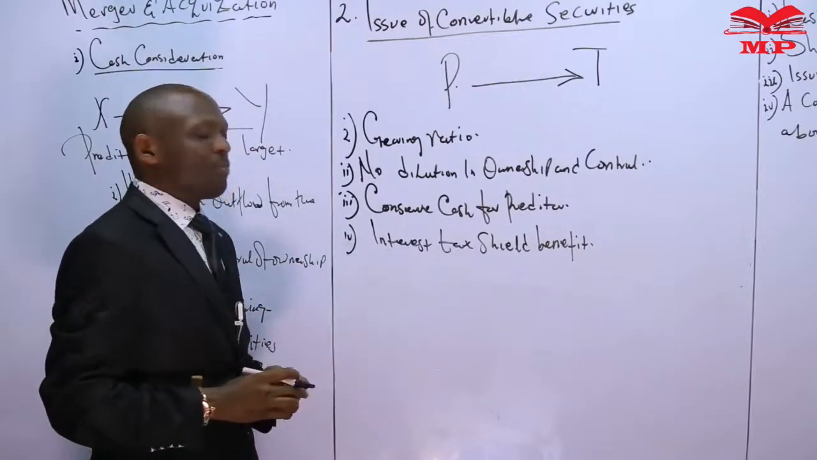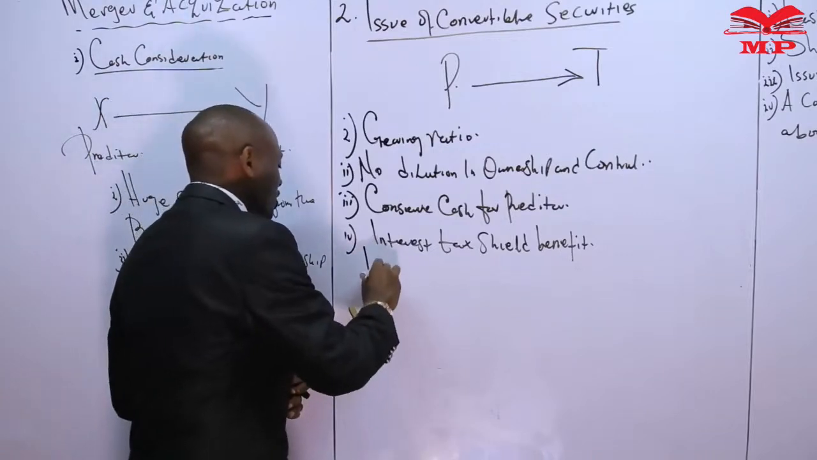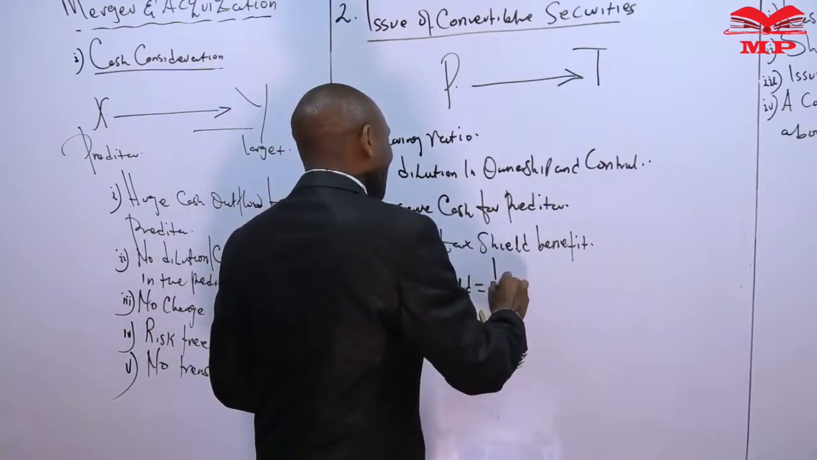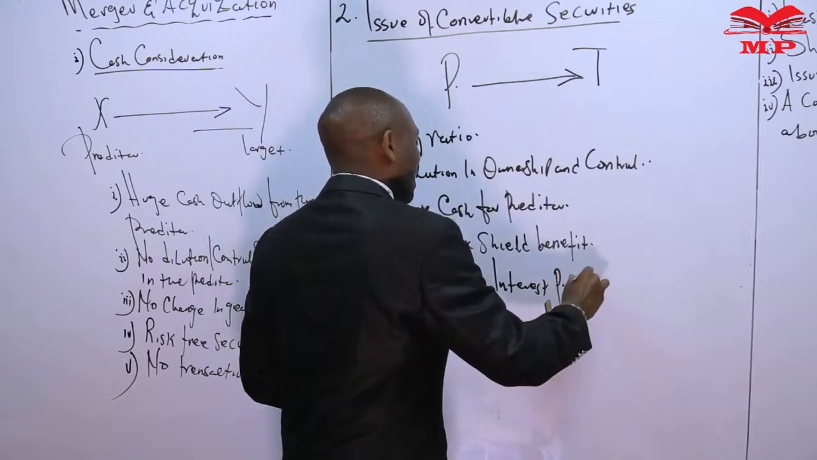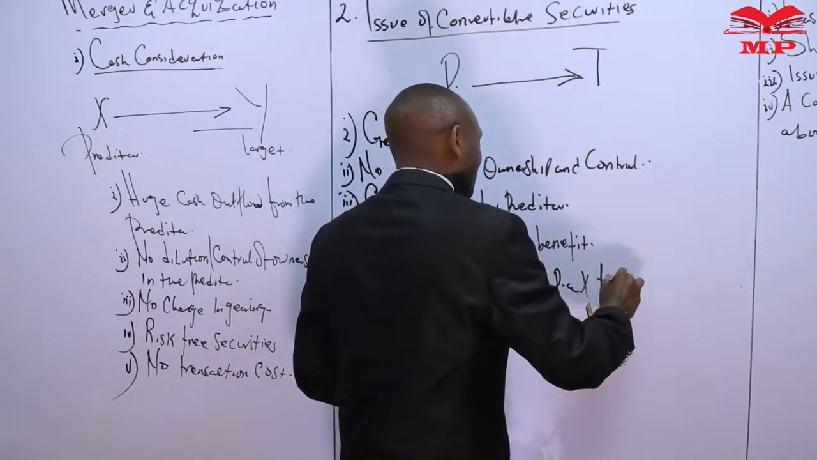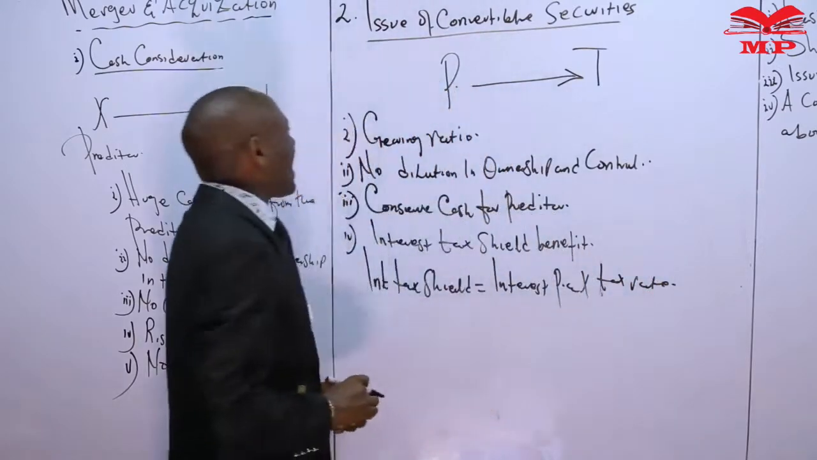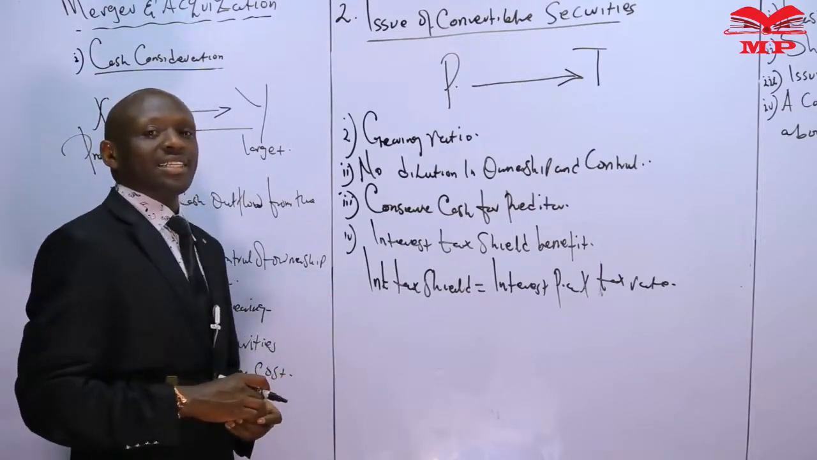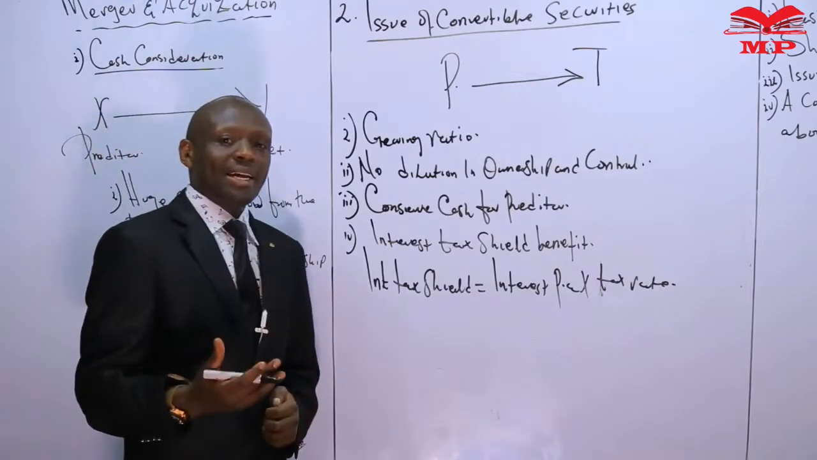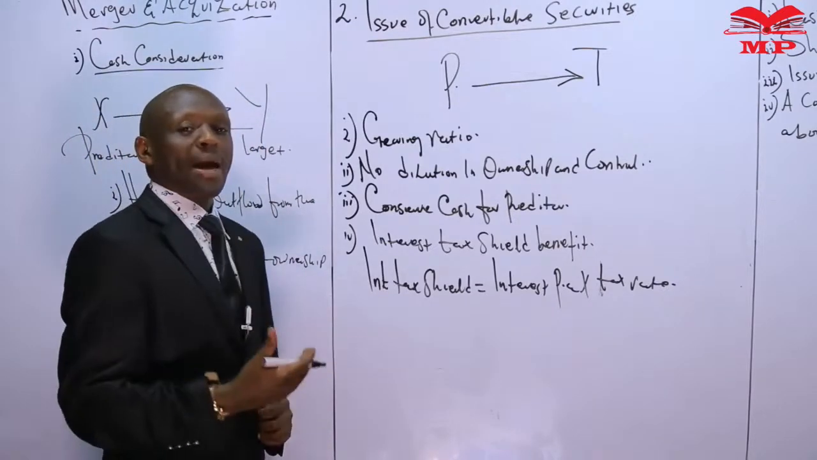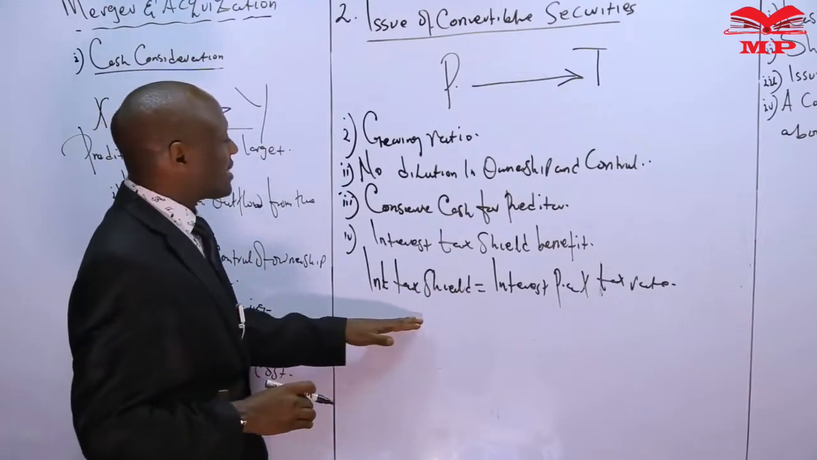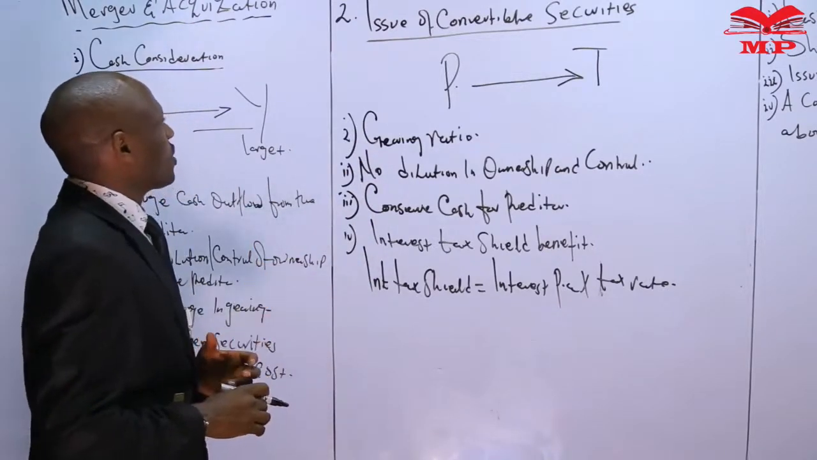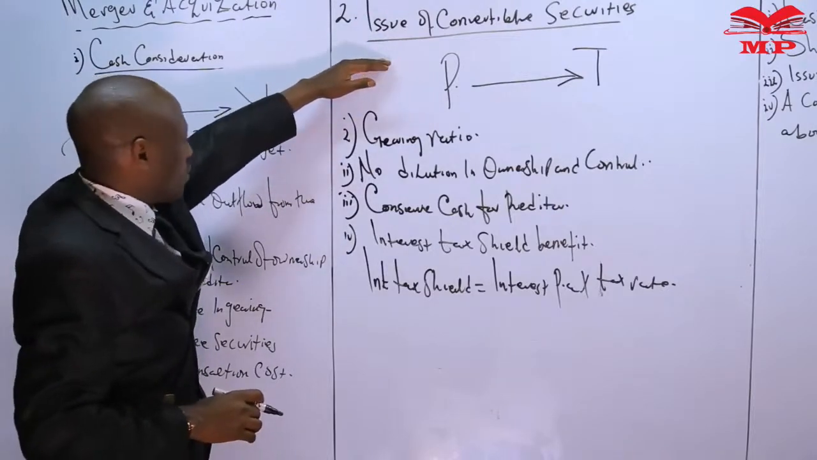To that end, the predator company will enjoy interest tax shield, which is equivalent to interest per annum times tax rate. So the predator will enjoy interest tax shield, which is a benefit to the firm because interest is allowable for tax purposes, unlike the dividends that are payable by a company to its shareholders. The interest is allowable. Now, when you look at this, there are the implications of issue of convertible securities.